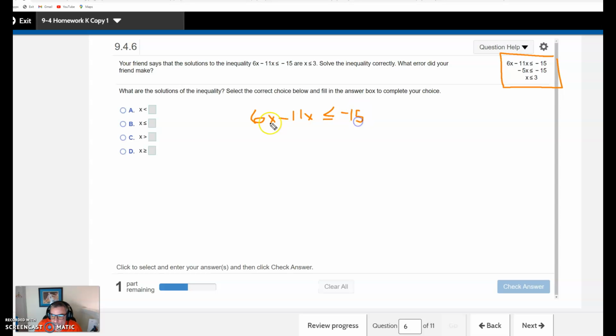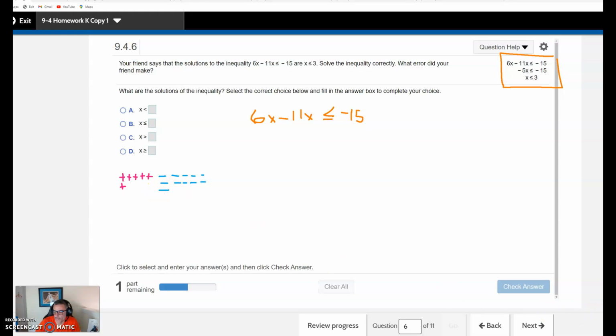All right, first step is always to rewrite it. 6x minus 11x. What this is essentially saying is, what is 6 minus 11? So you can think of that as 6 positives: 1, 2, 3, 4, 5, 6. 6 positives and 11 negatives: 1, 2, 3, 4, 5, 6, 7, 8, 9, 10, 11.